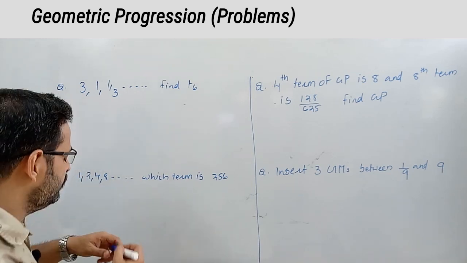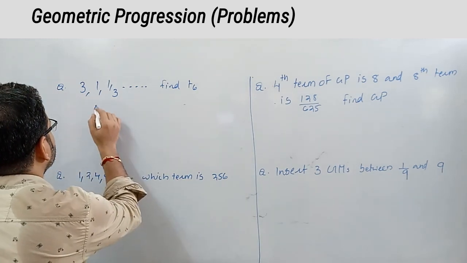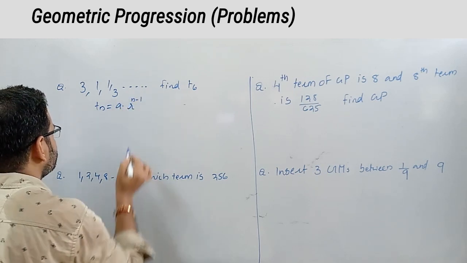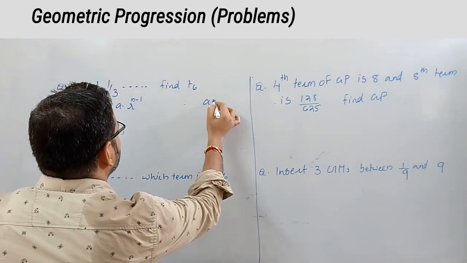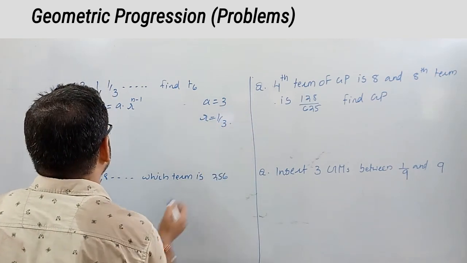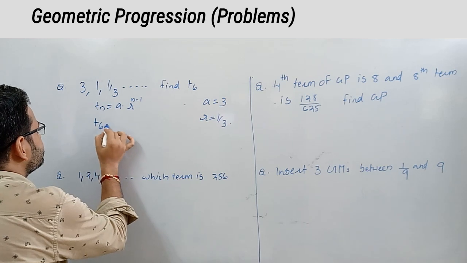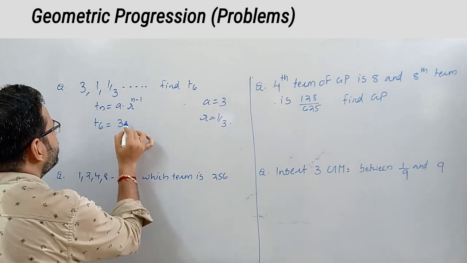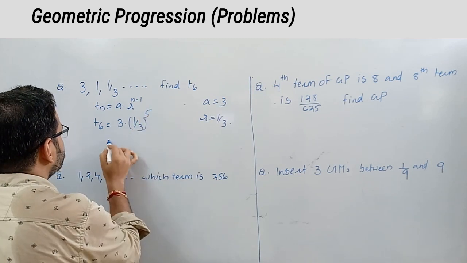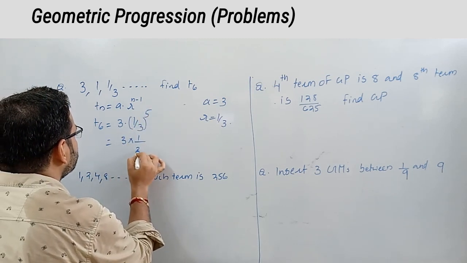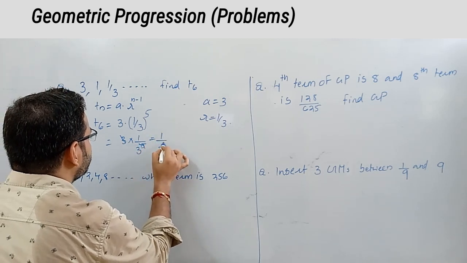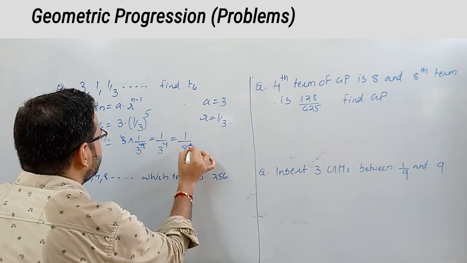GP is given. We know the nth term of a GP, Tn, is equal to A into R raised to n minus 1. Here A is equal to 3, R is equal to 1 by 3. Substituting the values, T6 is equal to 3 into 1 by 3 the whole raised to 5. That means 3 into 1 by 3 raised to 5. 3 gets cancelled, raised to 4. 1 by 3 raised to 4 equals 1 by 81.